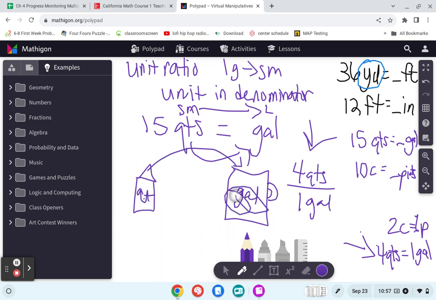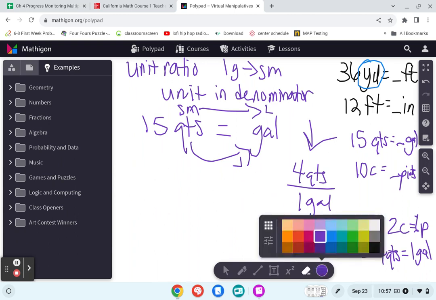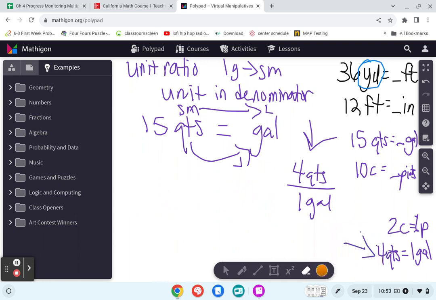All right. So let's do it then. I wasn't trying to scribble. I thought I was erasing. All right. So let's go ahead and do that. 15 quarts equals how many gallons? If 4 quarts is 1 gallon, what would 15 quarts be? And how can I figure that out? I can figure that out in a lot of different ways, right? I'm basically having to divide.